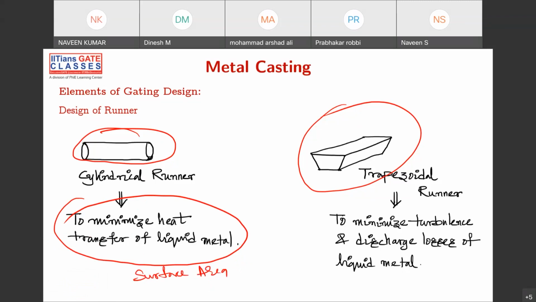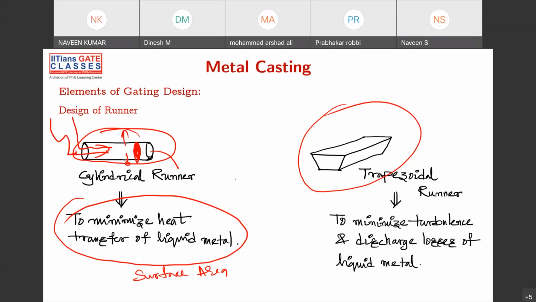Because of that, the heat transfer is not very high. Heat is maintained. Why maintain heat? Because it is coming from the pouring basin and entering into the runner. If you are losing heat, then by the time it is flowing here, it will get solidified. You don't want that to happen. You want your heat retained.